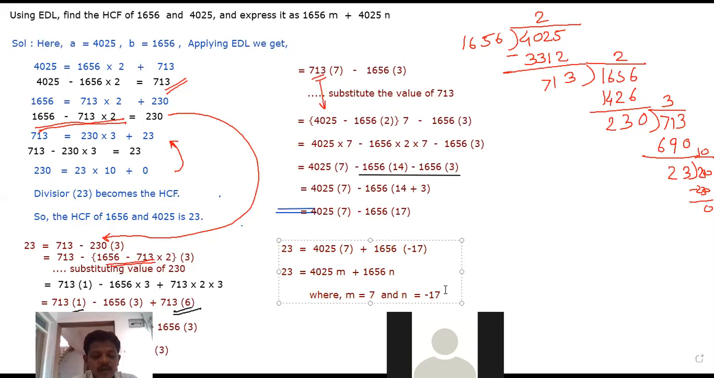Are you understanding this part, children? Very critical part. Most difficult sum of the chapter. Yes or no? Do this, just solving carefully, patiently. Take care of the signs, plus and minus signs. What is inside the bracket? What is outside the bracket? How is it getting multiplied? Ultimately, you have expressed 23 as a linear combination of 4025 and 1656. One and the same, 1656m and 4025n, or this m and that n. Are you understanding, children, what I'm trying to say?